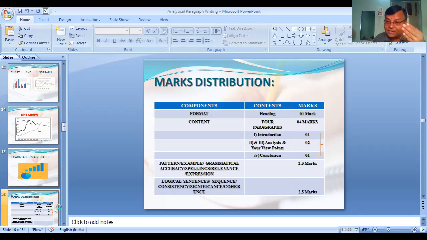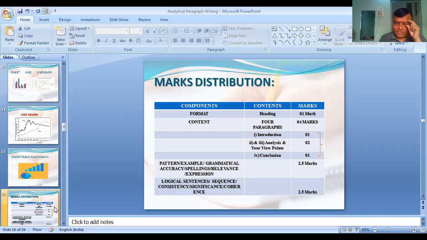Then you have to write 4 paragraphs. The first one, the introduction, gets 1 mark. The second and third paragraphs, analysis and your viewpoints, get 2 marks. And if you write a conclusion, they will give 1 mark.